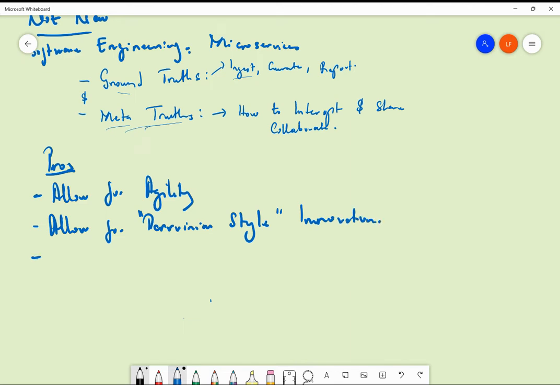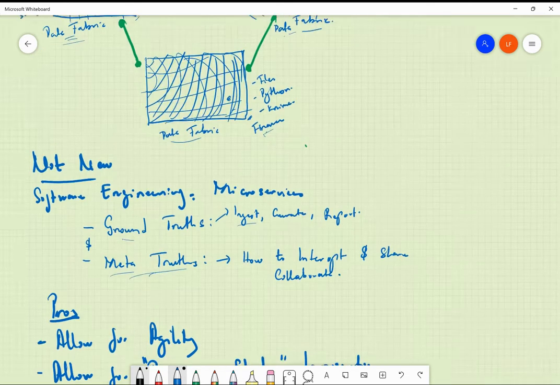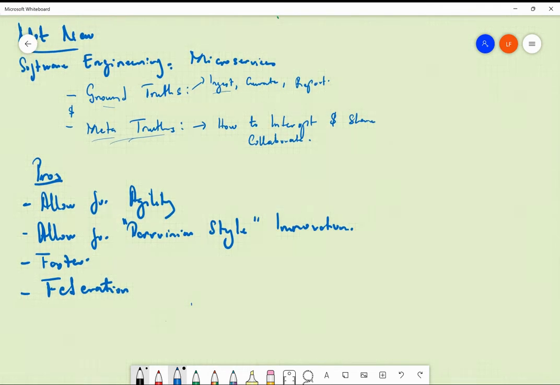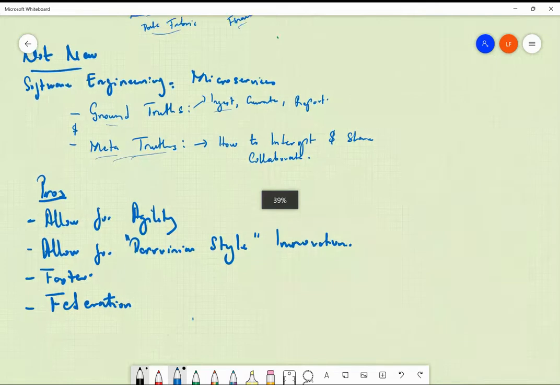Some might argue that it's faster. I'm going to write faster here. Remember, I'm writing faster here, but for data fabric, I did not write faster. And then also, there is federation. For the people in politics, and there is debate on this, I'm sure some people in politics would believe this concept of federation is one of the best political ways of structuring things. And there are reasons for that.